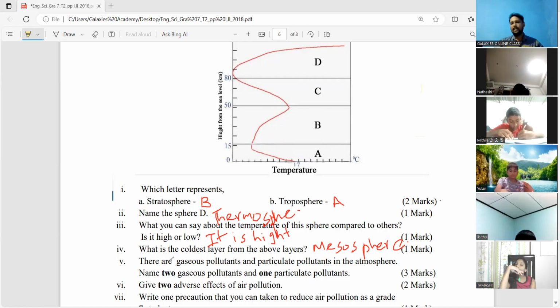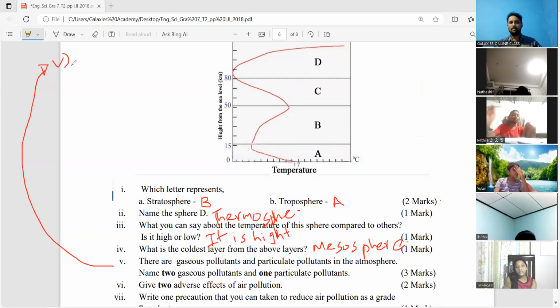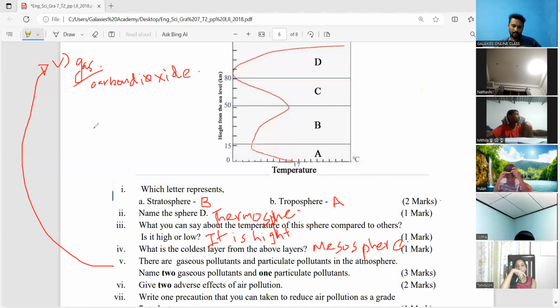Then part number 5, there are gaseous pollutants and particulate pollutants in the atmosphere. Name 2 gaseous pollutants and 1 particulate pollutant. What are examples of gaseous pollutants? Carbon dioxide, nitrogen dioxide, sulfur dioxide.